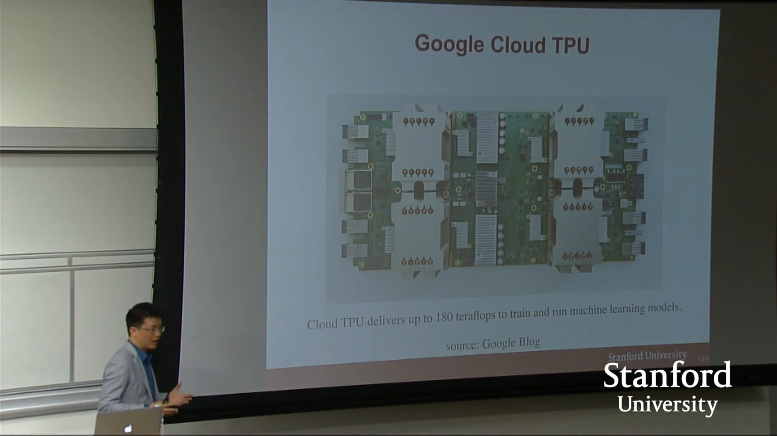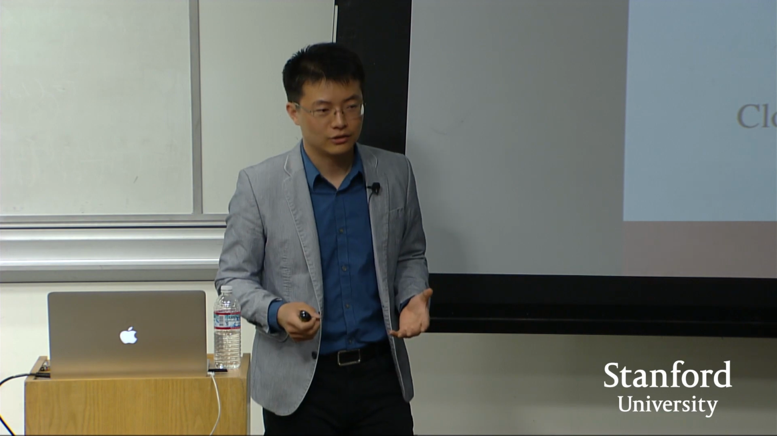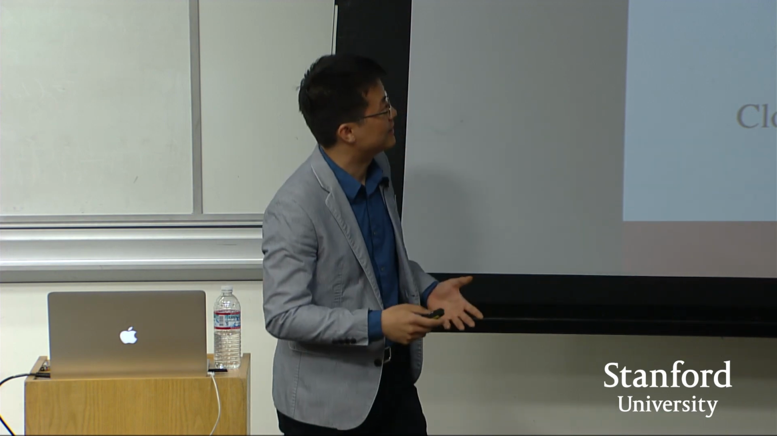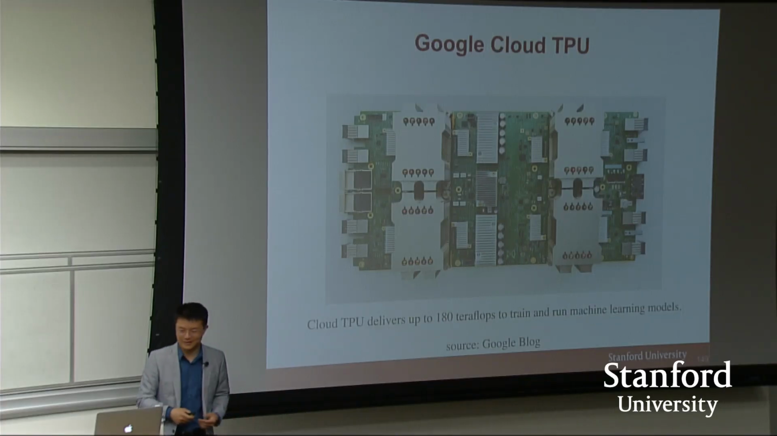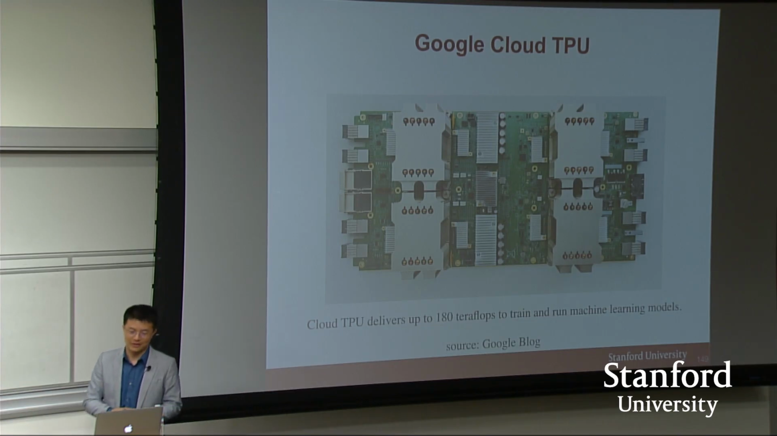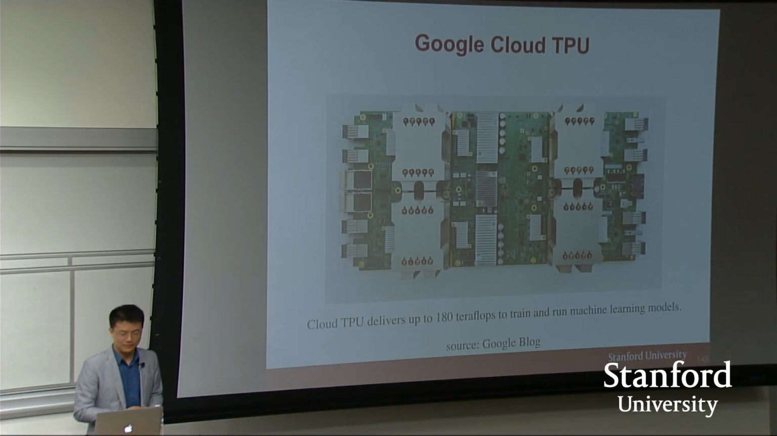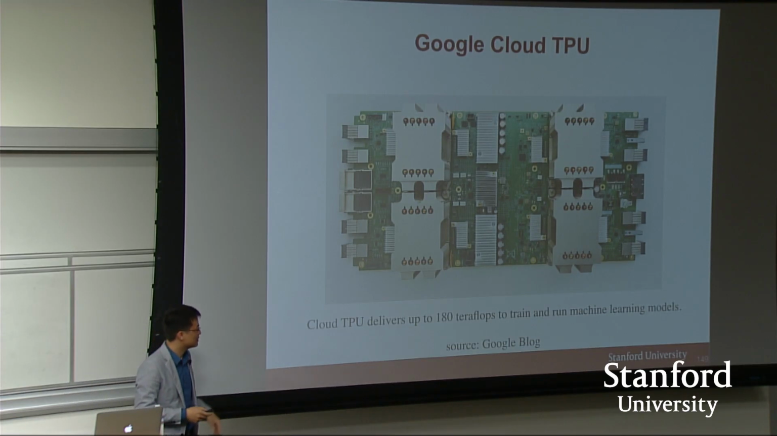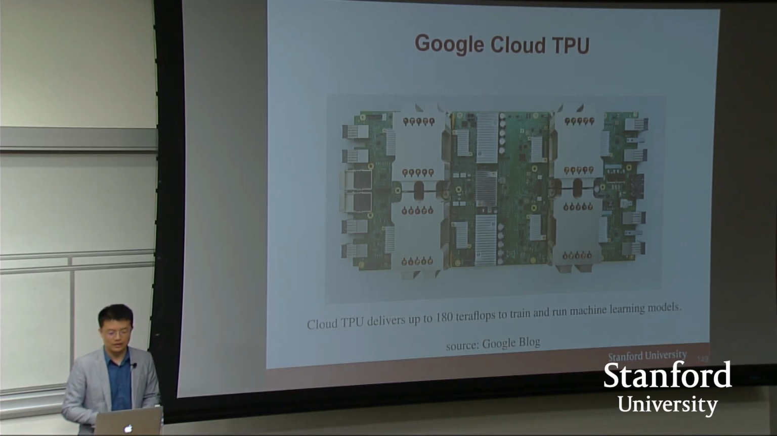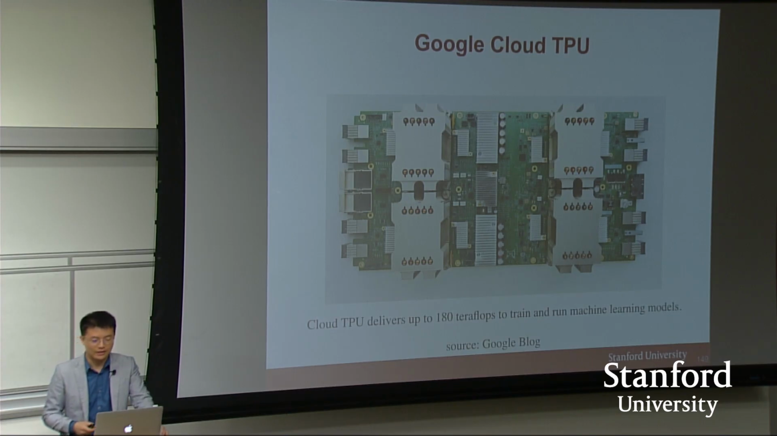So just last week, in the Google I/O, a new nuclear bomb landed on the Earth. That is the Google Cloud TPU. So now the TPU not only supports inference, but also supports training. There's very limited information we can get beyond this Google blog. So the Cloud TPU delivers up to 180 teraflops to train and run machine learning models.